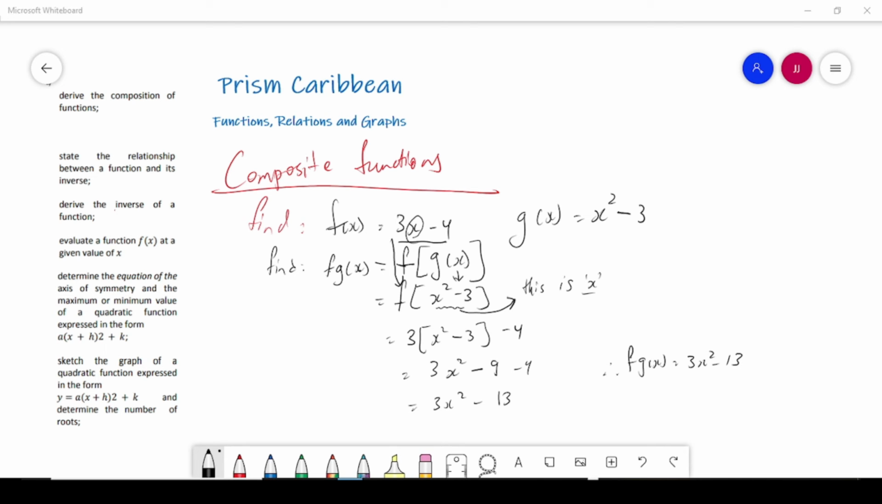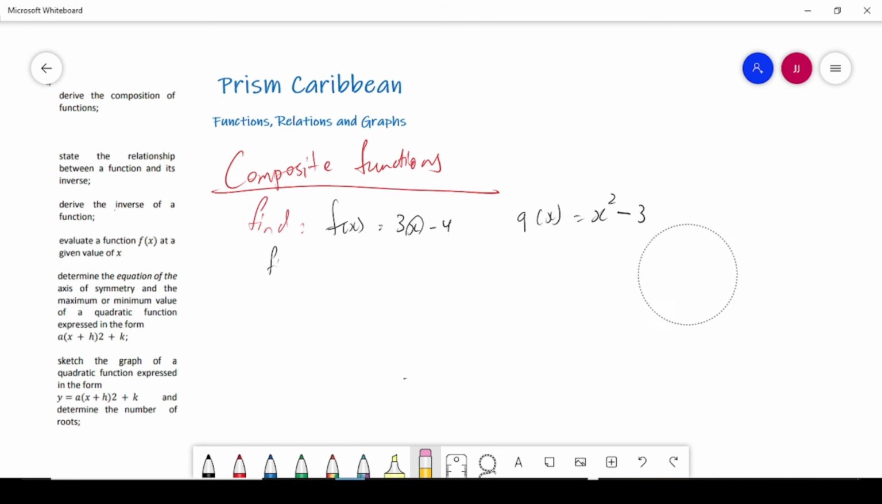Right? Pause the video or rewind the video if you would like to get a better understanding of it. Right? But let's move on to a more practical question. Many times in your exams, they might not ask for you to just find f of g of x. They may bring it into another form. Right? So we know f of g of x is equal to 3x squared minus 13. This is based on the previous answer we got, right?